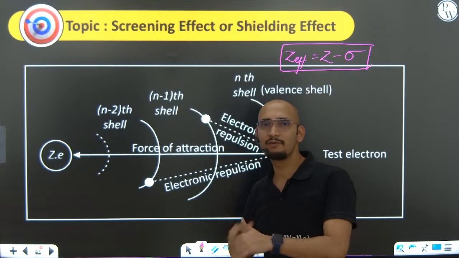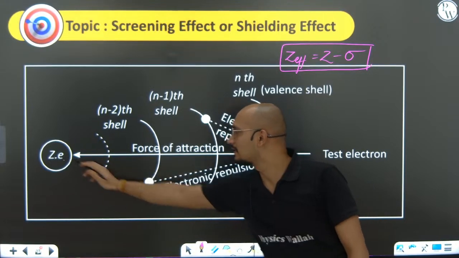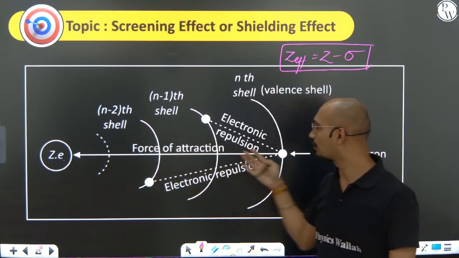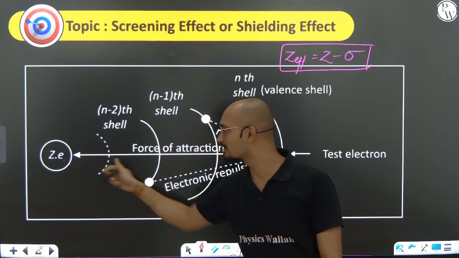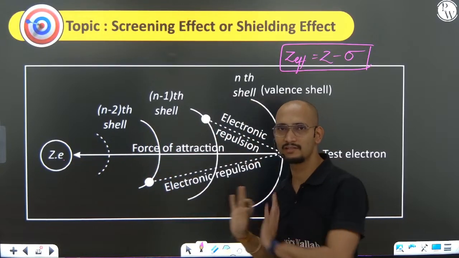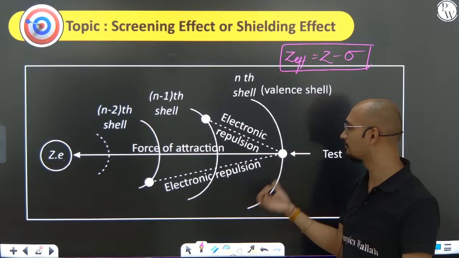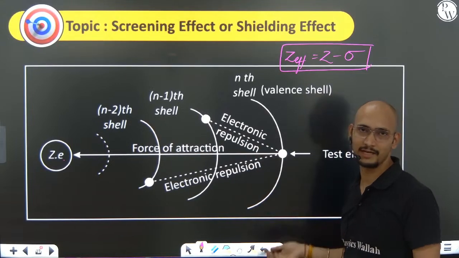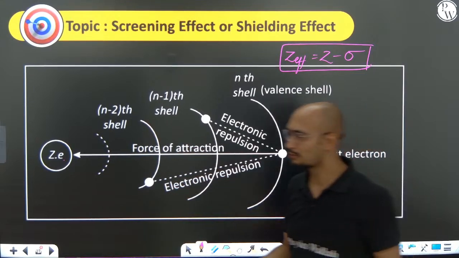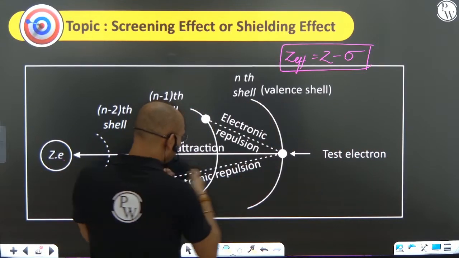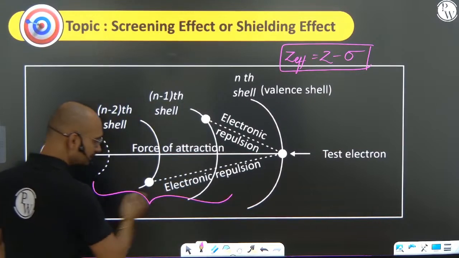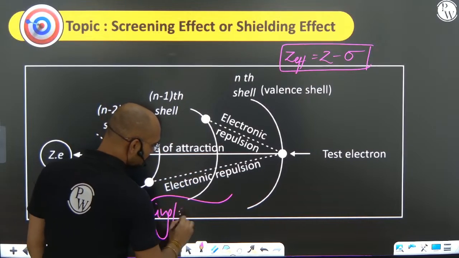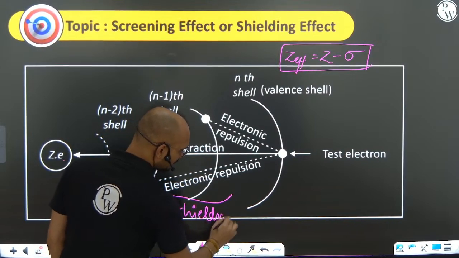But still, understand the whole point: Z is trying to attract this last, you can say, test electron, but it is not able to attract it with the whole charge. The reason is that all these inner electrons are repelling the final test electron due to inter-electronic repulsion, so it is pushed outside and cannot be pulled inside by that much force. Whatever electrons are in between, they are screening or shielding electrons.